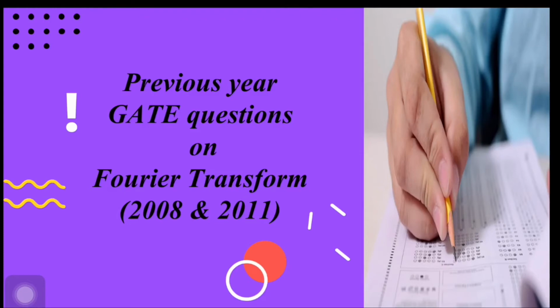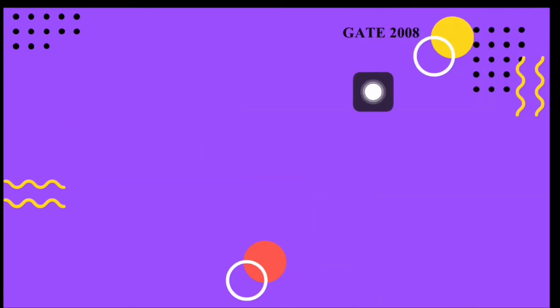Today, I'm going to share the detailed solution of GATE 2008 and 2011 questions on Fourier transform. Hope all set to get started. The first question I have for you is from GATE 2008.